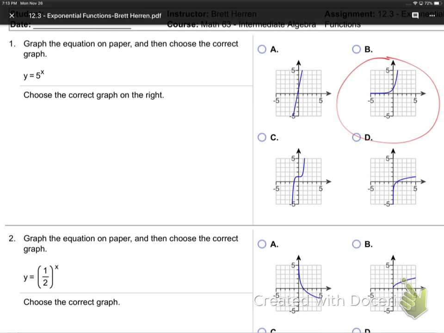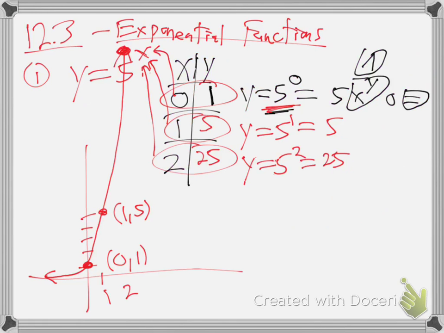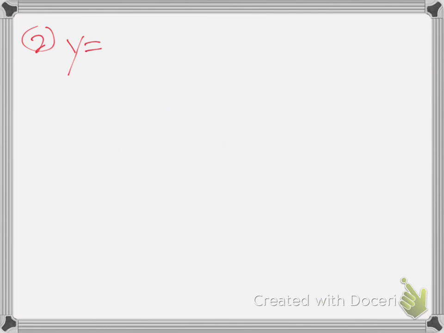Let's try number 2. So we're going to do the same thing. I'm just going to make a little table. Y equals a half to the x. Well, questions on that one before I move on? Okay with finding those points? Okay, let's go to number 2. Y, what was it, a half? Yeah, half to the x, okay. Y equals a half to the x.